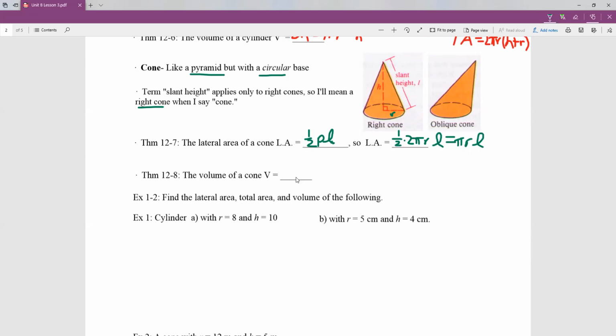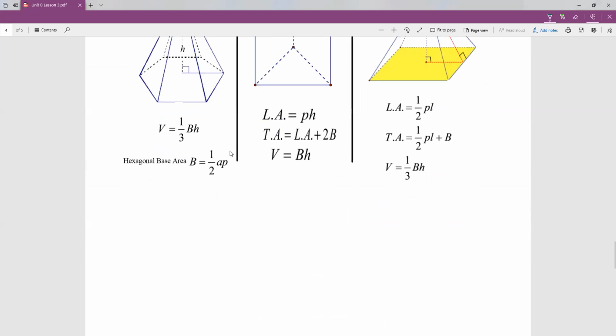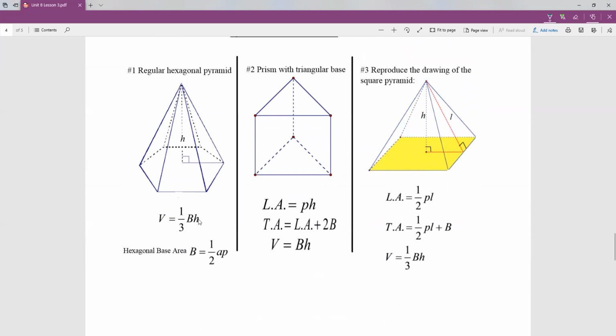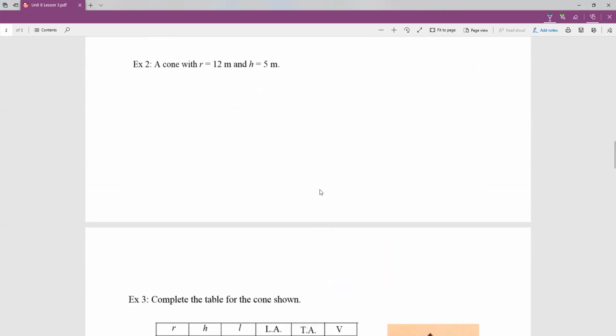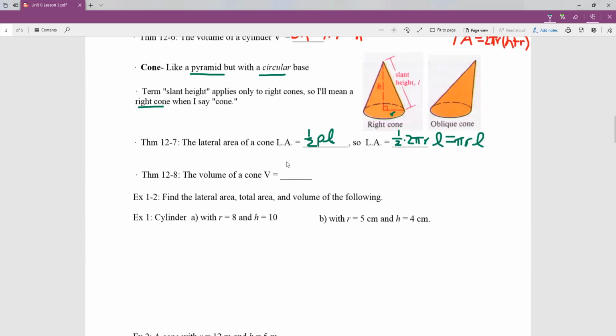Let's talk about the volume. So if we look at the volume of a pyramid, if we go down here, volume of the pyramid was 1/3 base times height. It's going to be that same thing. So it's going to be 1/3 the area of a base times the height. But in this case, we know our area of a base is going to be the area of that bottom circle, that base circle. So it's going to be 1/3 pi r squared times height.